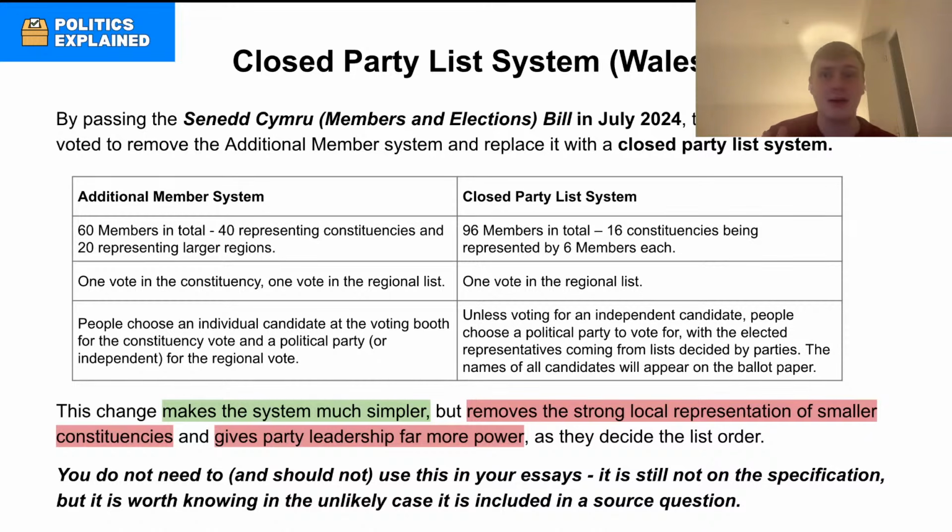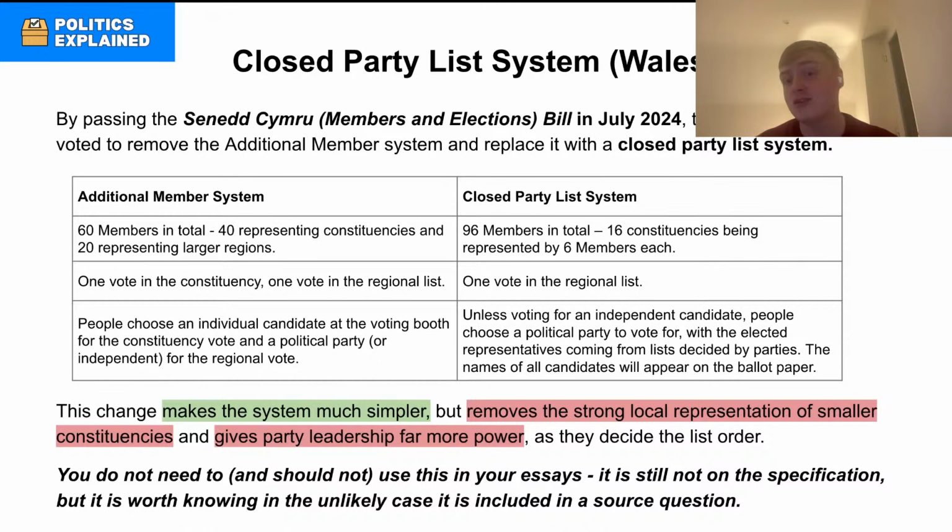I'd actually really recommend just looking at additional member system and using Scotland as the examples, single transferable vote and using Northern Ireland as the examples, and you can just do one of those if you want, and of course first past the post as well. I just thought I'd cover this because some of you might have questions about why we don't use this. I wouldn't try and be clever and really include this loads in your essay. Just focus on AMS, focus on STV, and focus on first past the post.